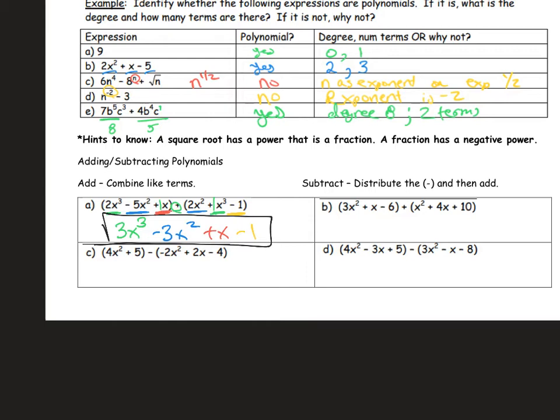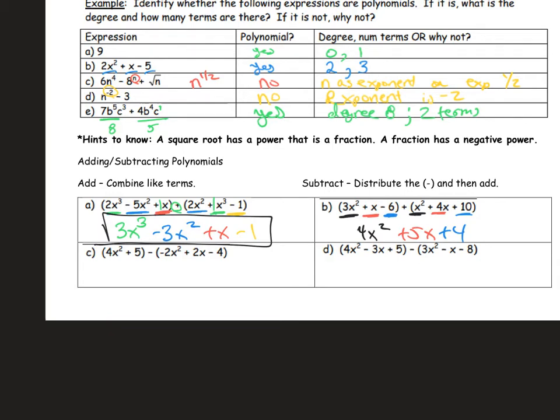Same thing with b. If you're going to do it on your own, you can pause it and look at it. I'm going to start with my x squared. So 3 plus 1 is 4. Then I'm going to look at my x's. X plus 4 is 5. So I have 5 total x's. -6 plus 10 is 4. And we're good to go there.